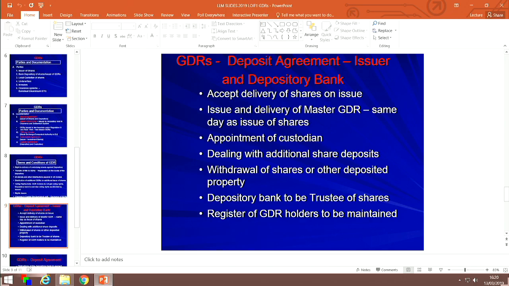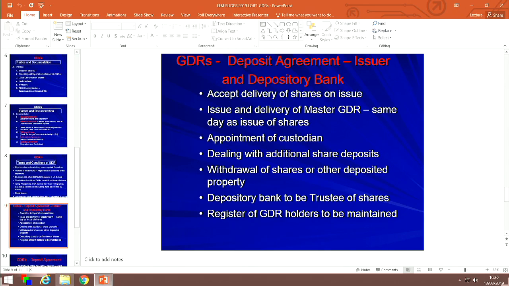It is also required then to appoint a custodian in whose name the shares will be registered, so you can get over these local shareholder requirements in some corporate law systems. The depository agreement also deals with what happens if the issuer puts additional shares on deposit. What does it have to do? Answer, well, it's got to issue more GDRs in accordance with the pro rata holdings of GDR holders.